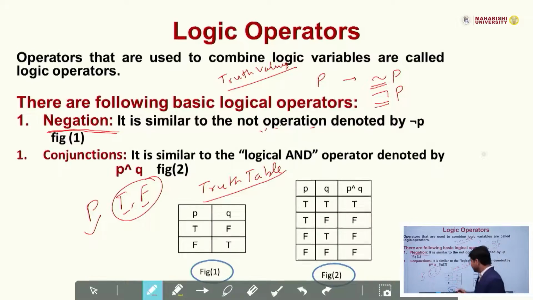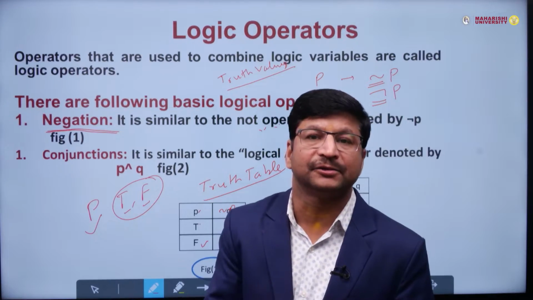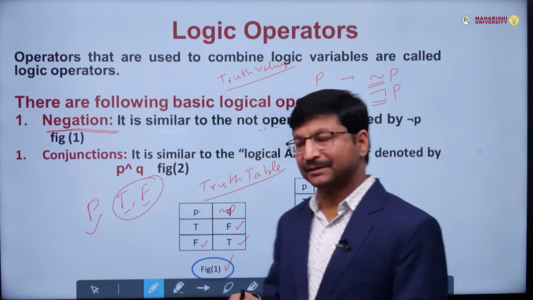Now, for negation, figure 1, P and Q both are there. It is P and Q. Then, negation of P: if P is true, then the negation will be false. If it is false, then it will be true. Simple. Negation means whatever the statement, just the negative statement of that statement.